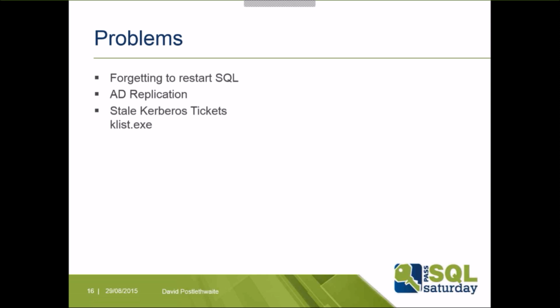Something that I've come across: stale Kerberos tickets. Sometimes your tickets are cached on your PC, and when you try to connect, it tries to use that cached information, which is incorrect. You should find on your PCs a command called klist.exe, which allows you to list and purge your Kerberos tickets, forcing your client to go and get new tickets from the domain controller. That has helped me on occasion.